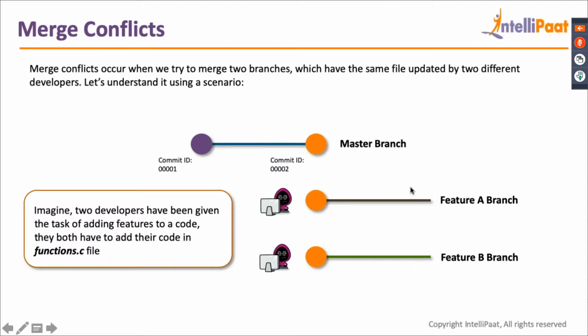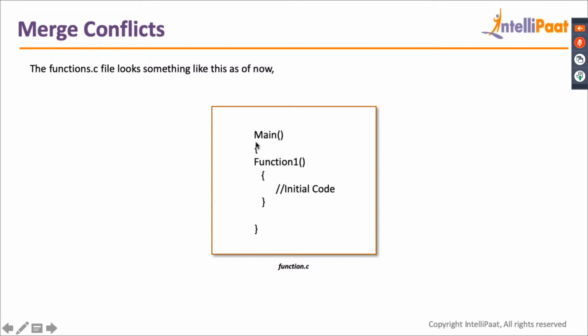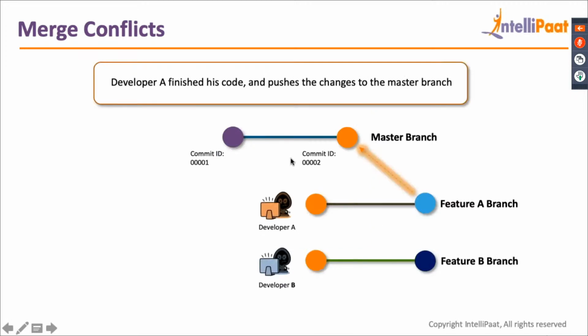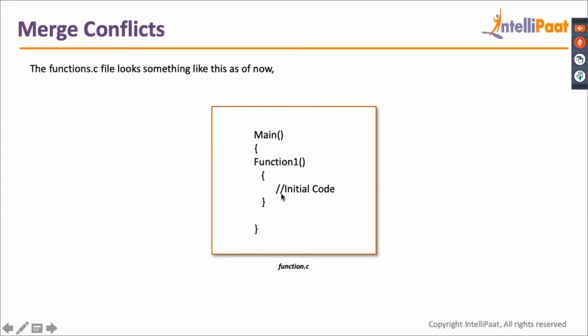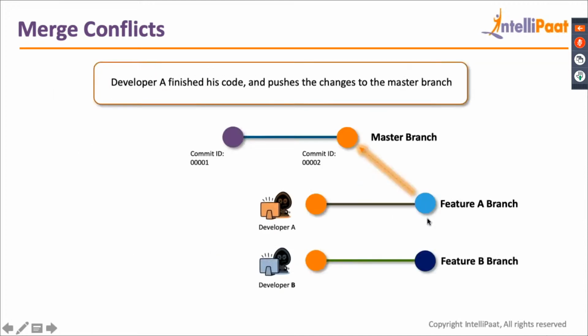Now what happens? Let's say this is the code in function.c on the master branch as of now, right? I give the 2 developers feature A and feature B branch, and this code is also present on those, and now they will start modifying this code. Let's say developer A completed his work. He modified this particular code, and when he modified it, he wants to put it back on the master branch, right?